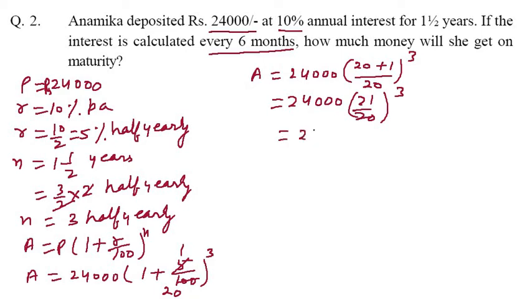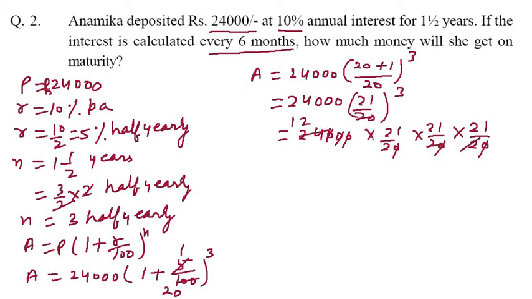So you can multiply 24,000 into 21 upon 20 into 21 upon 20 and once again 21 upon 20. So all the zeros will be cancelled with these zeros. So 2 ones are 2, and 2 twos are 4. Once again 2 ones are 2, 2 sixes are 12, and once again 2 ones are 2, 2 threes are 6. So it will be 3 into 21 into 21 into 21. So you can calculate it.